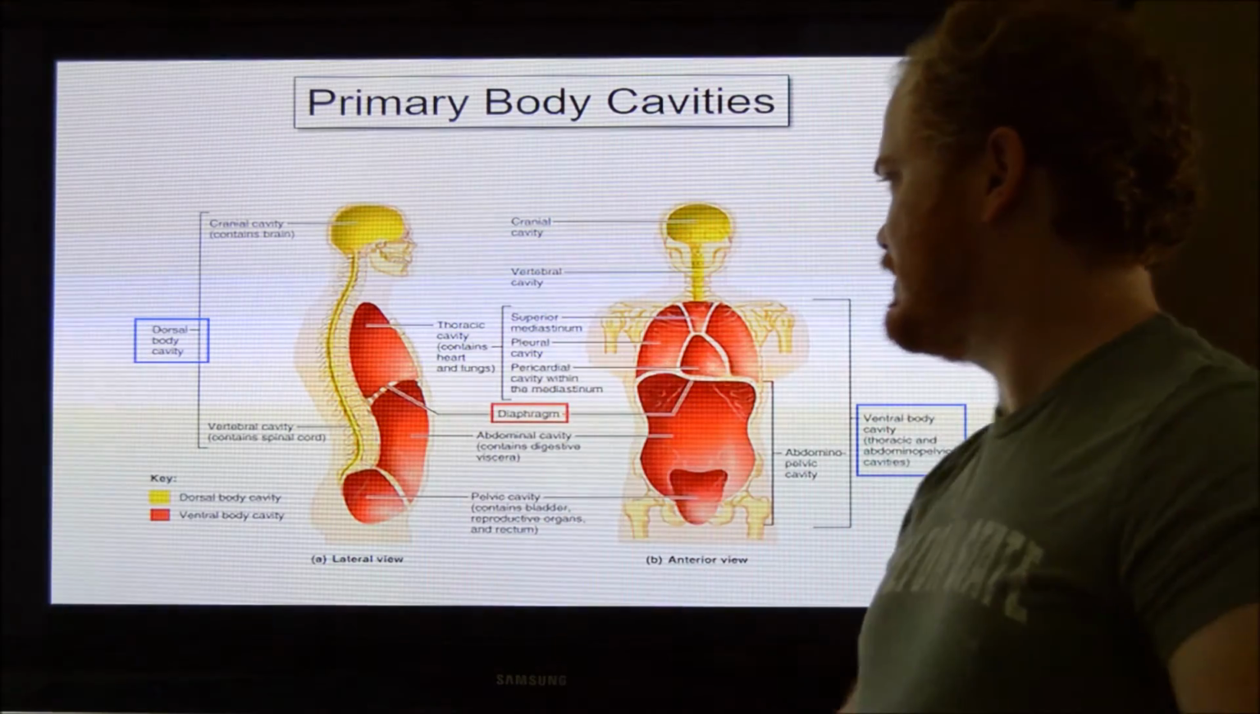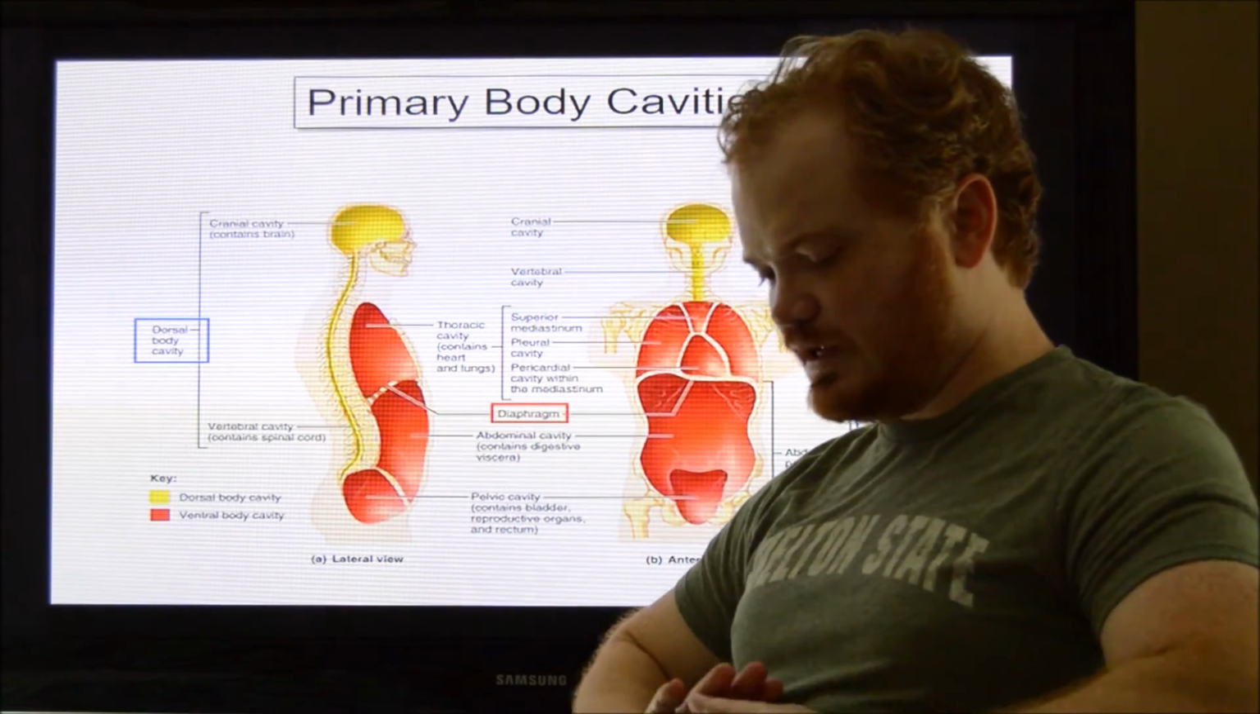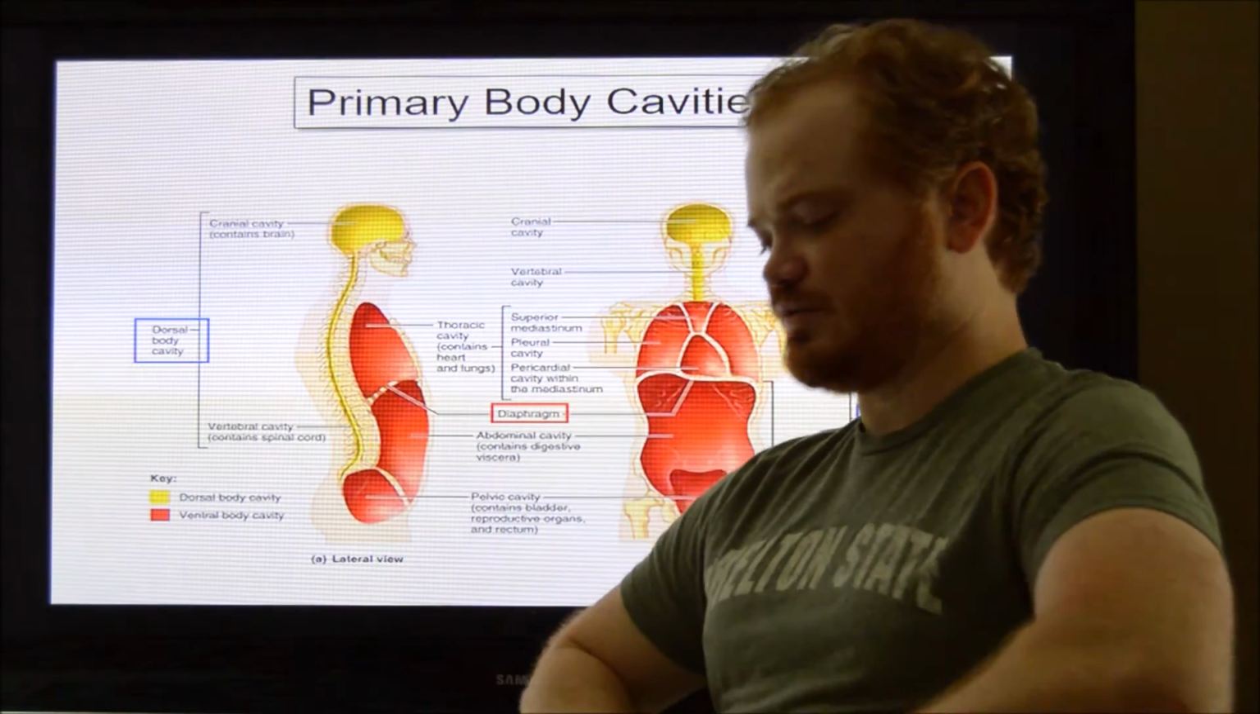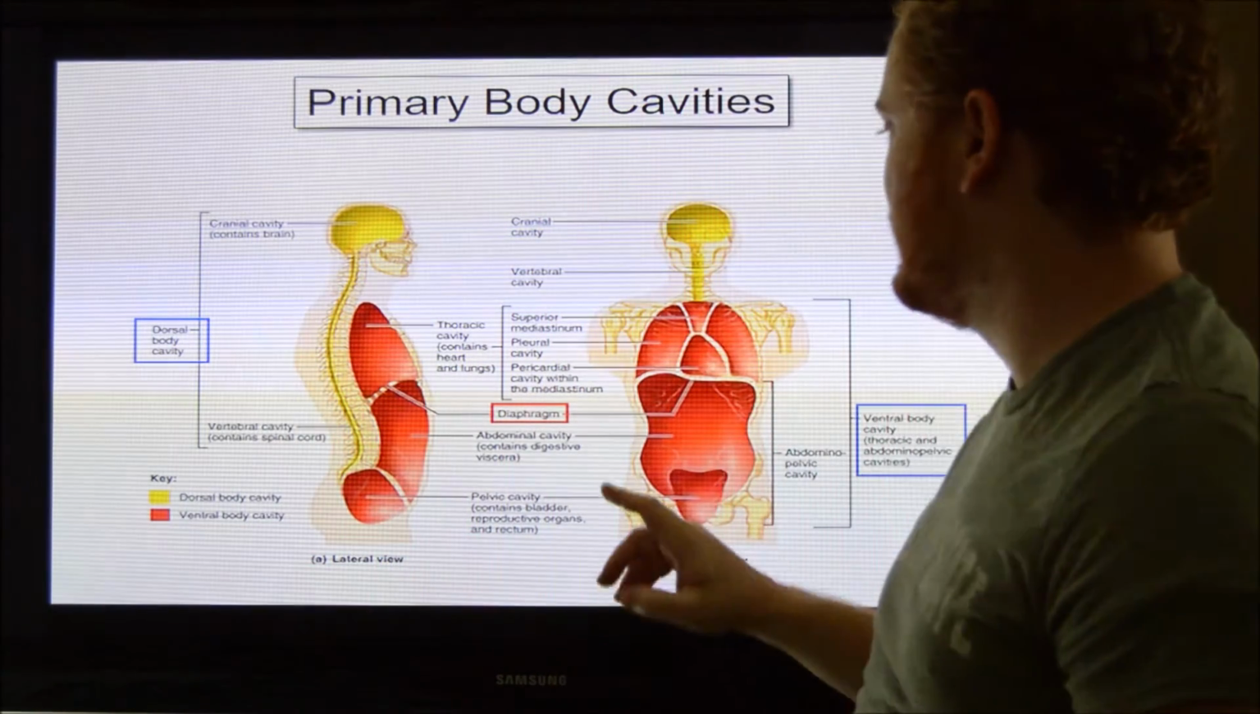All right, the diaphragm is actually made of skeletal muscle. I don't know what I said previously, but it's going to allow you to breathe. So your diaphragm will flex and pull air into the lungs and relax to let air out of the lungs.